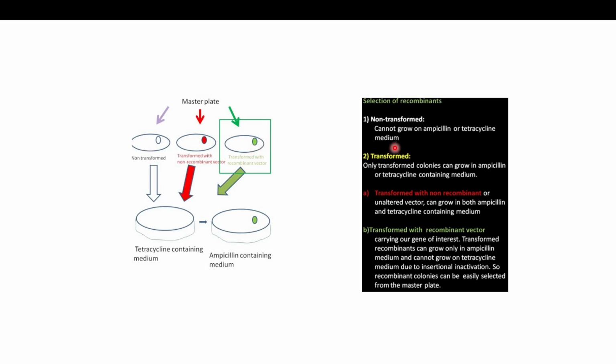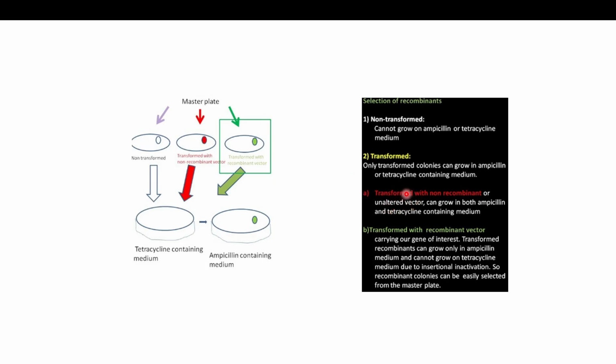Something which cannot grow on ampicillin or tetracycline medium has not taken up the DNA at all. It is not transformed. But transformed colonies can grow in either ampicillin- or tetracycline-containing medium, because whether or not the gene has inserted at the correct position, the whole plasmid has been taken up by the cells, and that means it can grow in either medium.